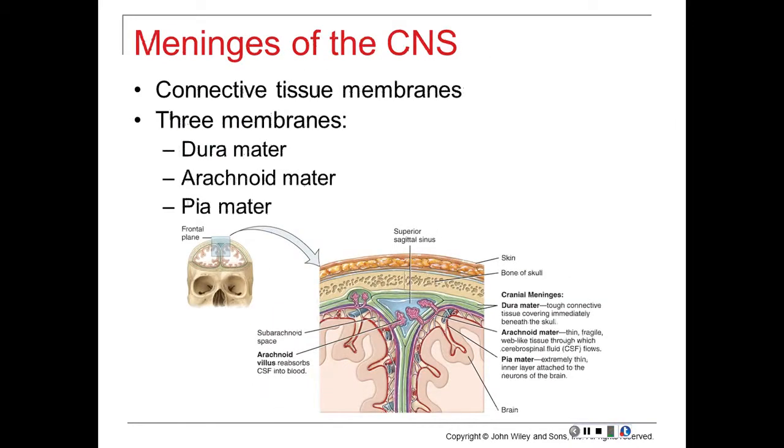So let's talk about some protective coverings. You may have heard of meningitis before. Meningitis is the swelling or inflammation of or infection of the meninges of the central nervous system. The meninges are connective tissue membranes. There's 3 of them: the dura mater, the arachnoid mater, and the pia mater.